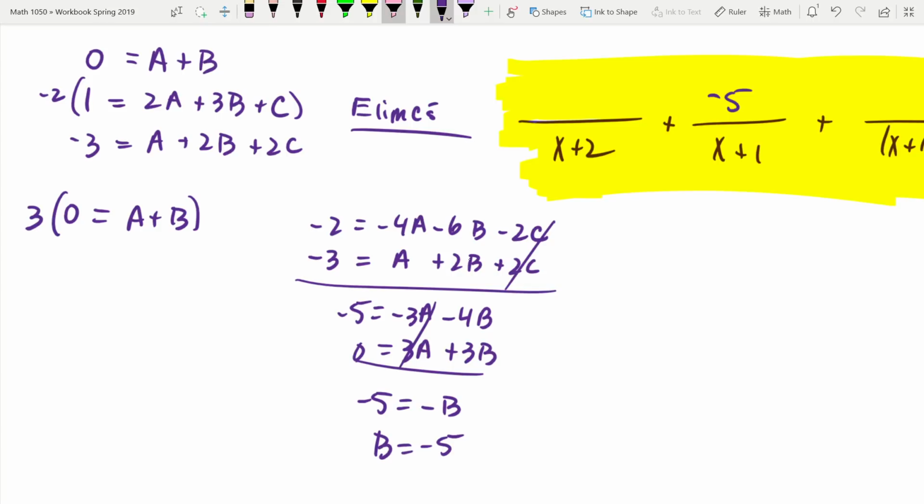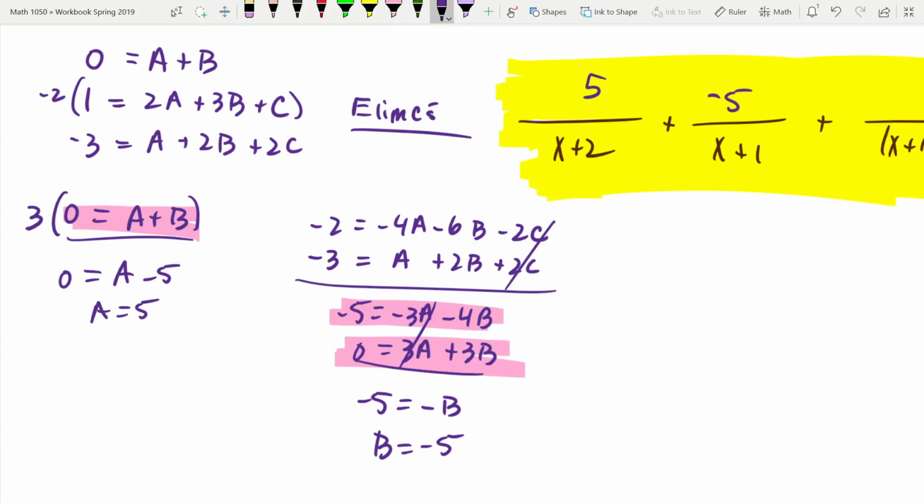Now what I do is I go to the center. So I go here or here. I could also go here and put a negative 5 in for b. Obviously that's the easiest one. So 0 equals a minus 5. Move my 5 over. A equals 5. There's that. Now I need to find c.